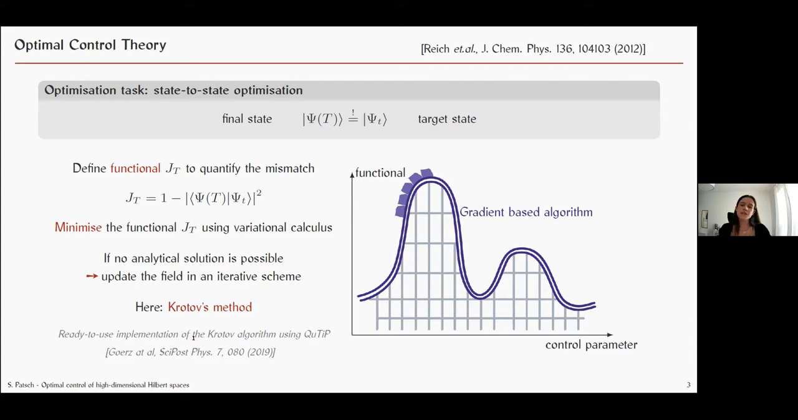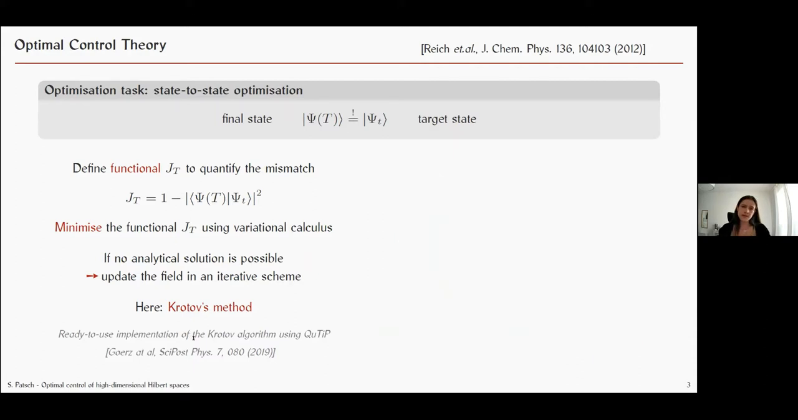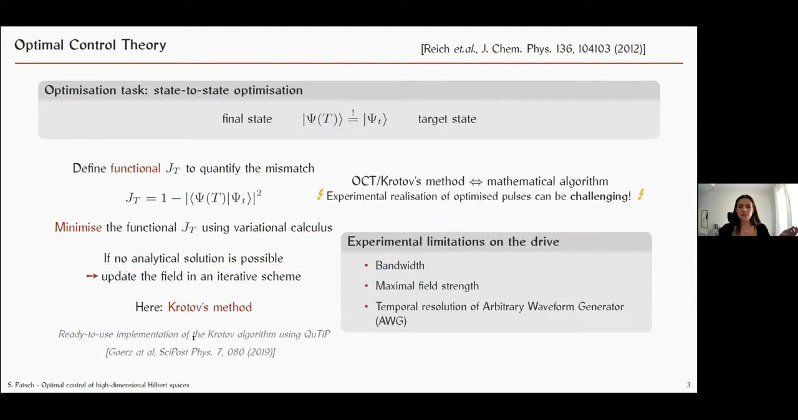So you might think now that once we have implemented the algorithm, it's just pressing a button and waiting for the result. But it's not quite as easy as that, because optimal control and also Krotov's method are mathematical algorithms. That means that the updated pulse might be very complicated and not feasible in a real experiment. And what we do here is we have to take the experimental limitations already into account during the optimization. And that could be bandwidth or field strength limitation or the step size of an arbitrary waveform generator.